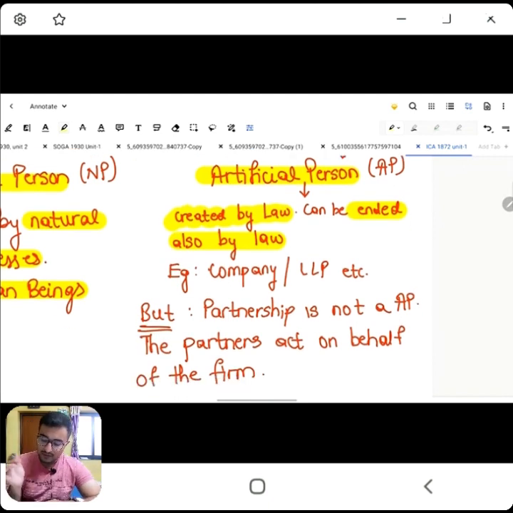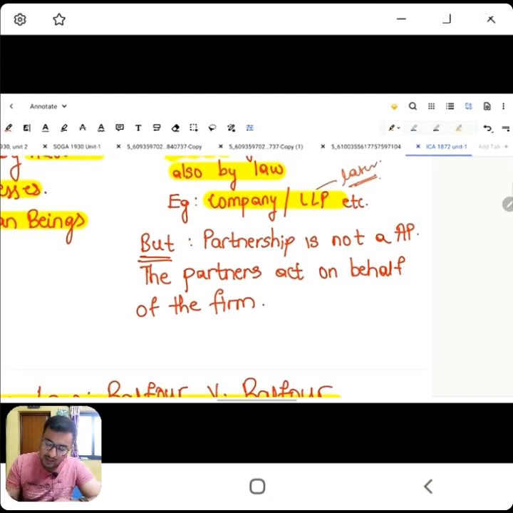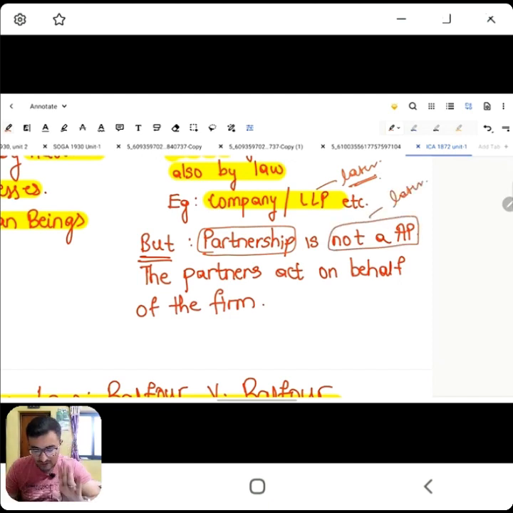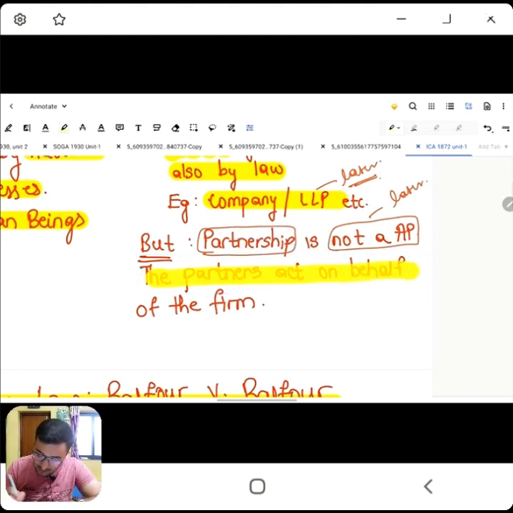Law gives birth to them, such as a company or an LLP. We will discuss this later. We have chapters on this, right? But partnership is not an artificial person. Again, we will discuss this later. If you know this already, well and good. If not, hold on. Okay? Under the Partnership Act, partners will act on behalf of the firm.